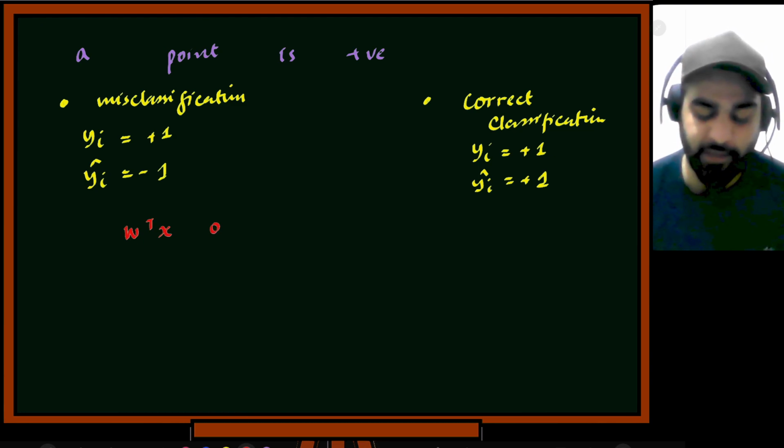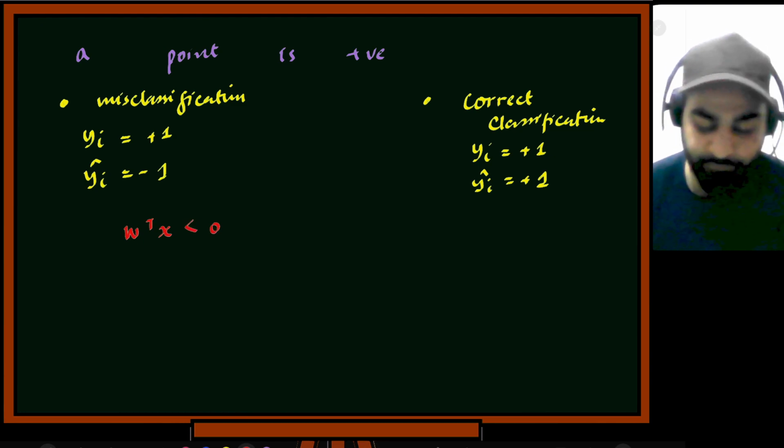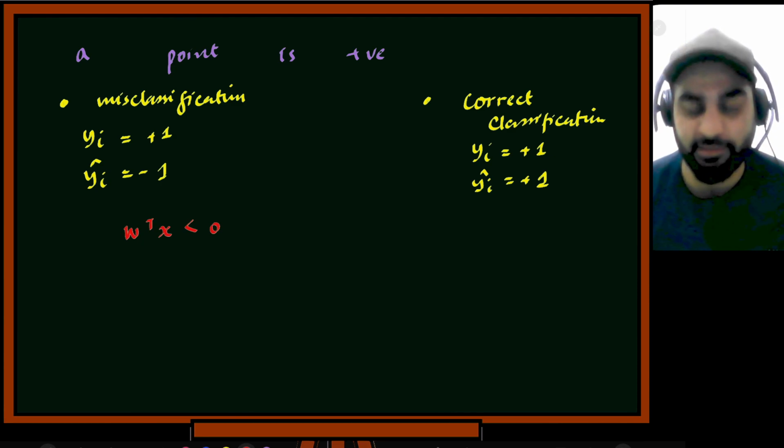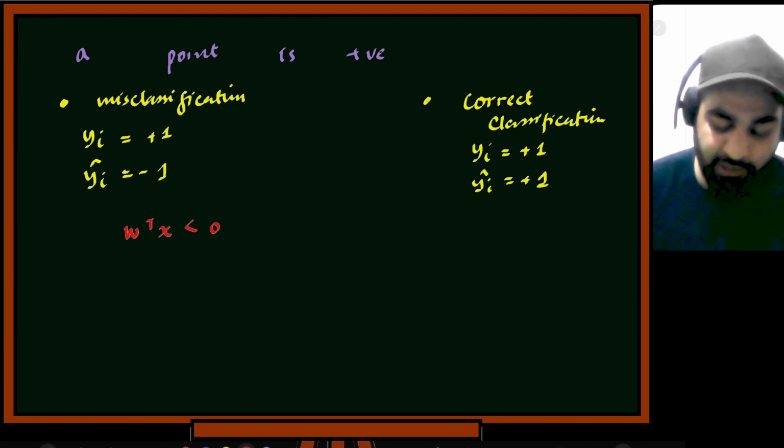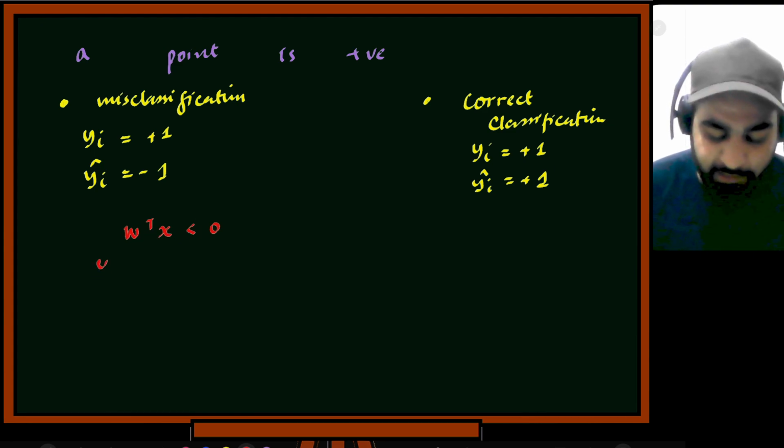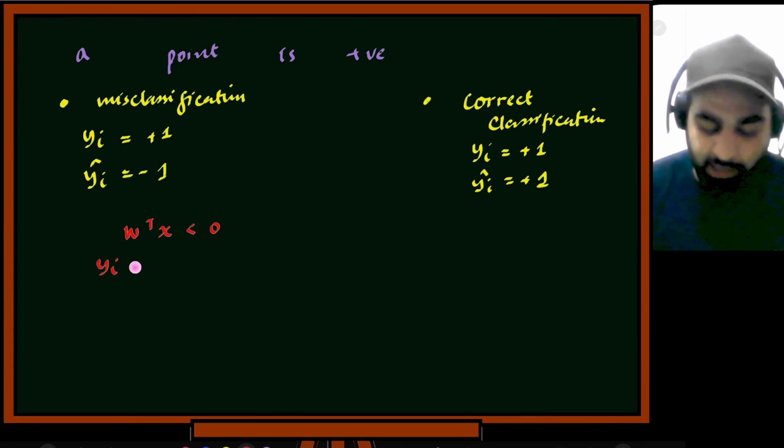Okay, am I clear with this? Yes, sir. Okay, so if you see, this has been given as less than 0. Now if you multiply with this, let's suppose we take this. Our algorithm predicted this as less than 0. Now if you multiply this by the actual label, yi transpose w transpose x, this was basically plus 1, so this will again be less than 0.